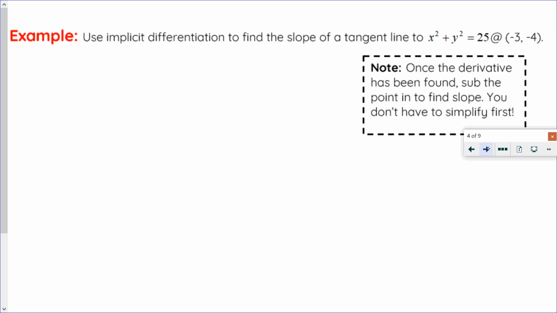Let's do an example. We're going to do that same example, but we're going to do it with implicit differentiation. So I'm going to take the derivative of both sides with respect to x. So x squared plus y squared equals 25.